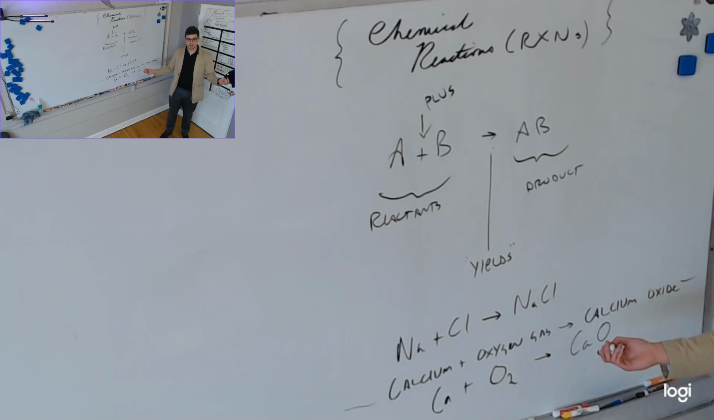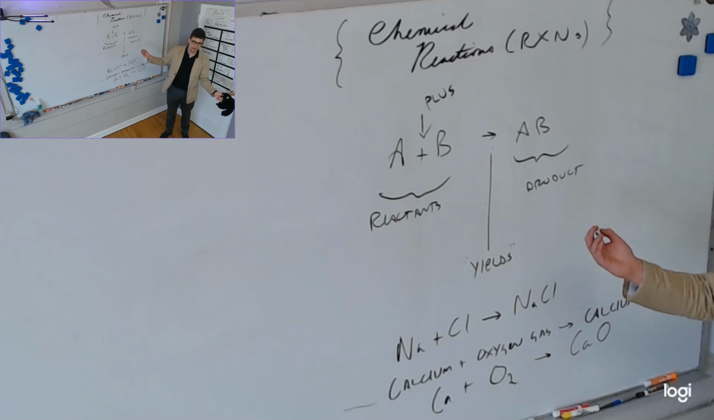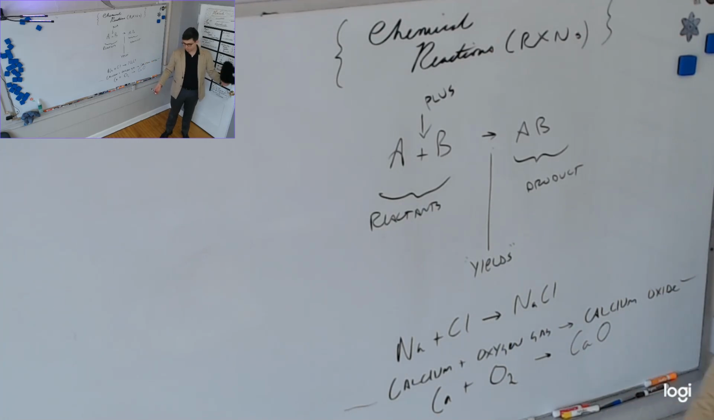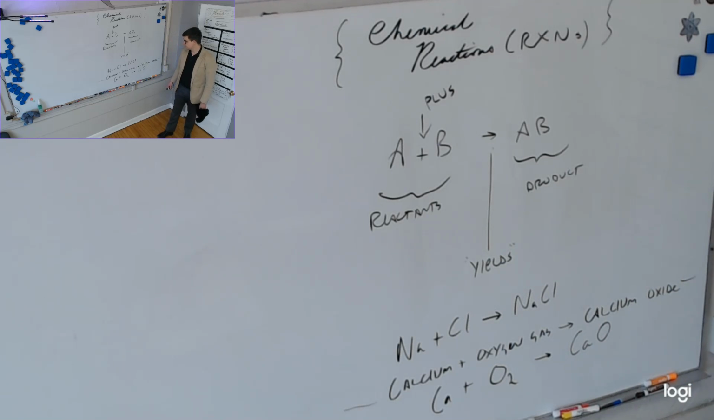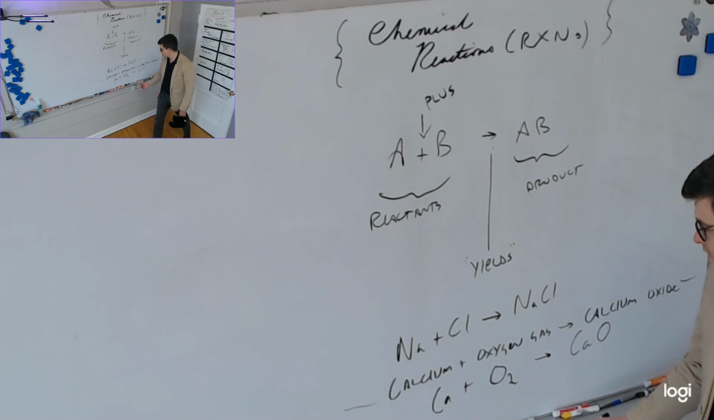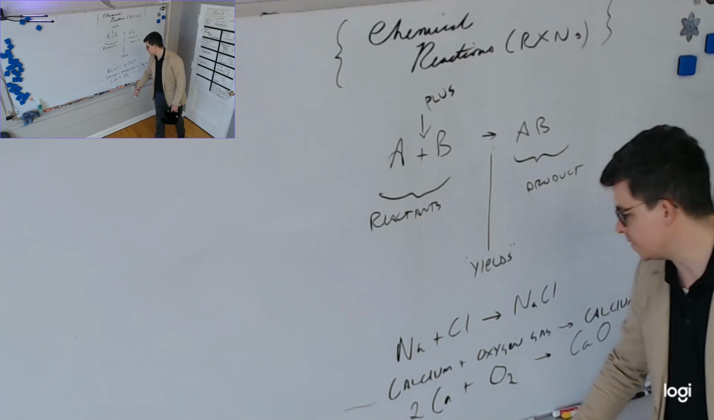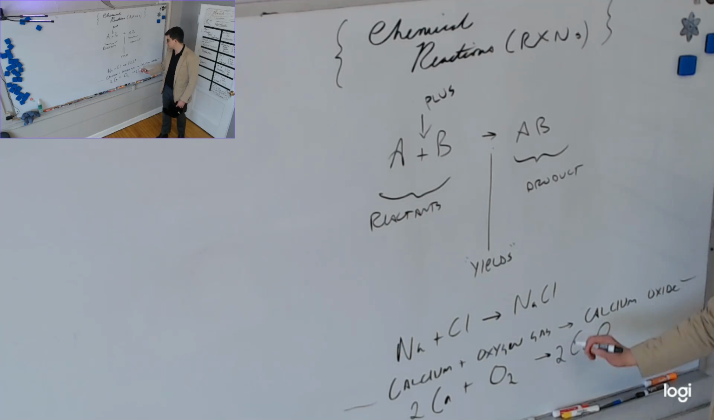But see, if you didn't know how to name and write formulas, you'd have a hard time with this. You might be like, is it CaO2? Is it Ca2O? But you do know how to name and write formulas because you learned it. Is this balanced? Nope. Let's balance it. This is balancing practice. 2 in front of the Ca, and 2 in front of the CaO. Yeah, this balances it.